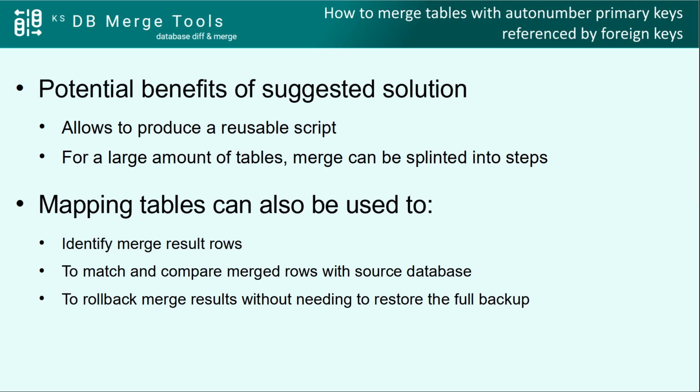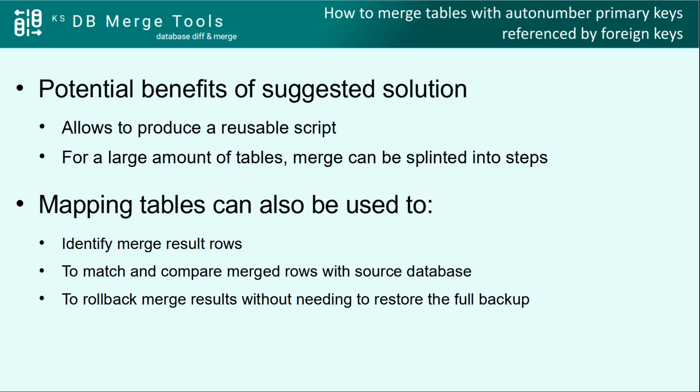Next, as we saw in part 2, the merge can be divided into steps. For example, we can make script number 1 for the reference data, like lookup tables. Then we could make script number 2 for the operational data and apply it using mapping tables from script number 1. Mapping tables can also be used for a number of other tasks.